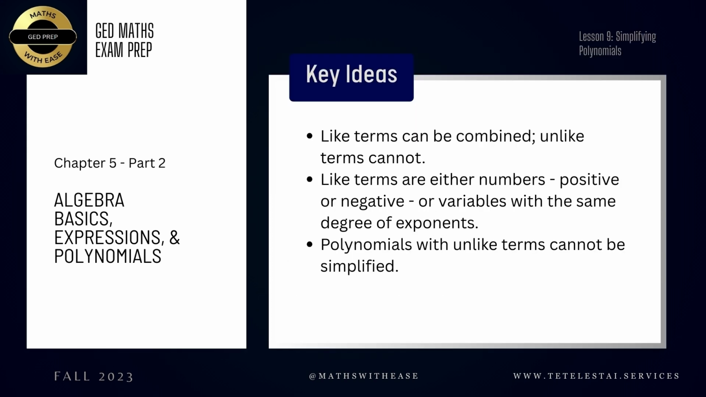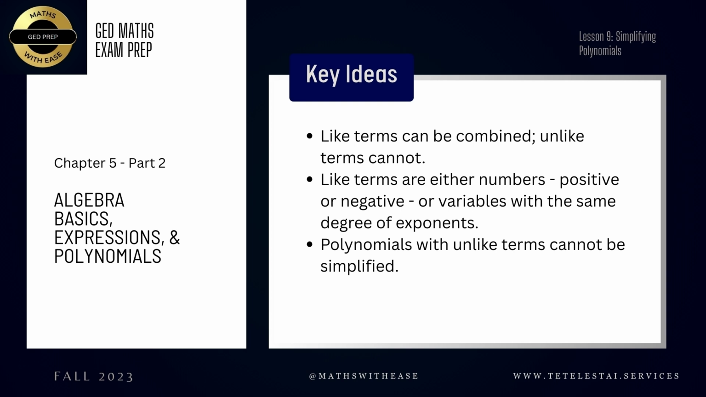So the key ideas that you want to pay attention to is that like terms can be combined and unlike terms cannot be combined. Like terms are either numbers, positive or negative, or variables with the same degree of exponents. Polynomials with unlike terms cannot be simplified. And this will make more sense as we work on examples.